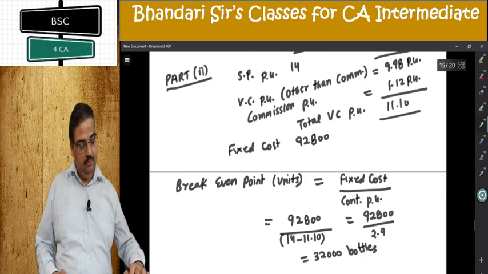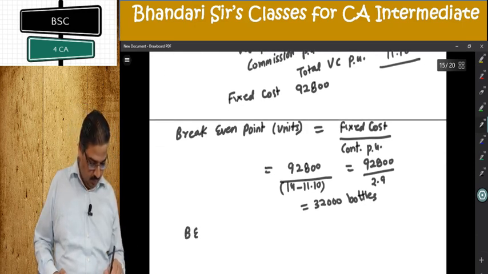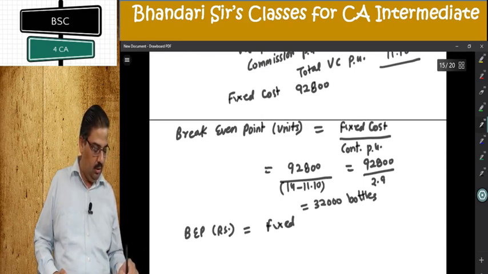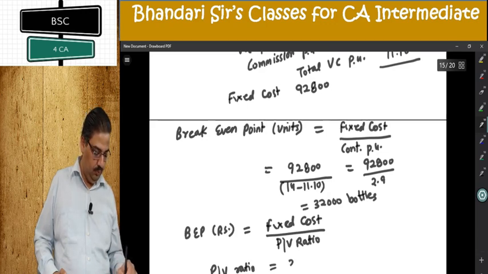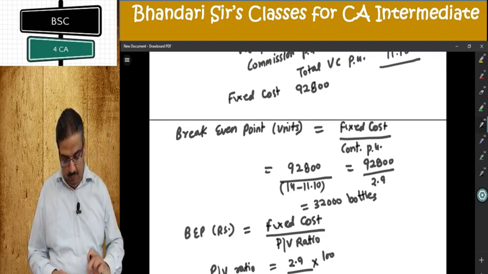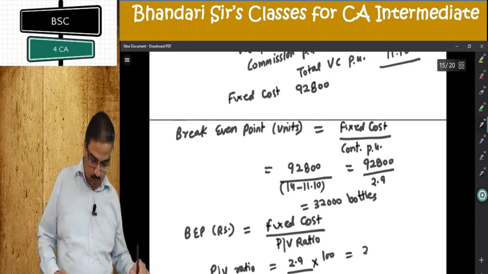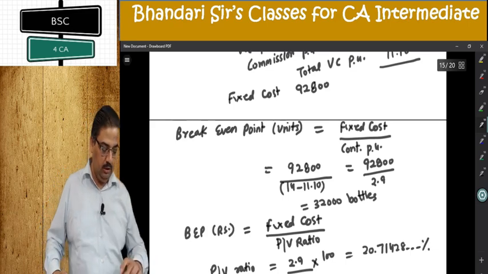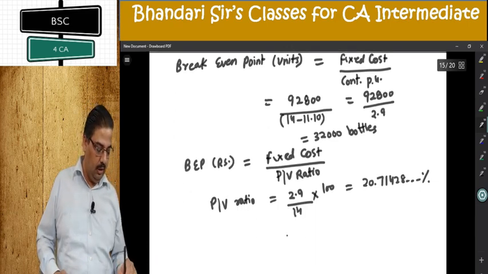Now in rupees, fixed cost divided by PV ratio. Let us first compute PV ratio. 2.9 on 14 into 100. 2.9 divided by 14 is 20.71428%. Do not approximate, because it is going to be used further in our calculation.